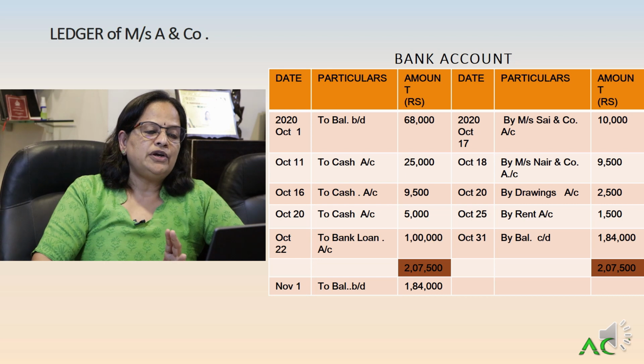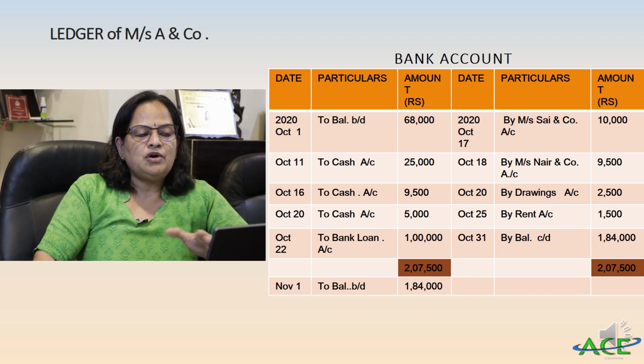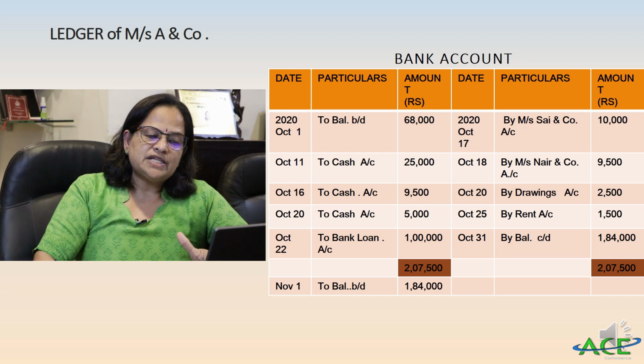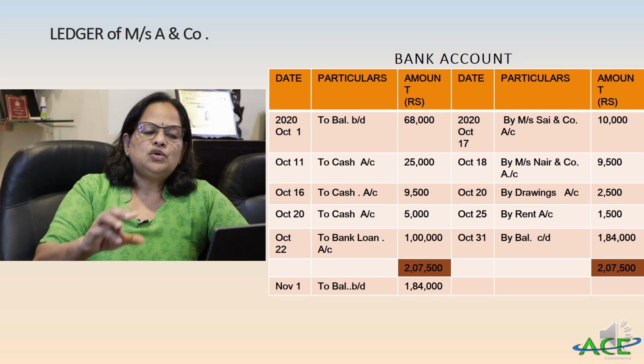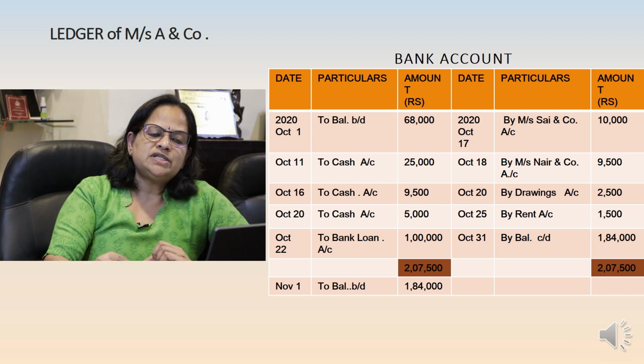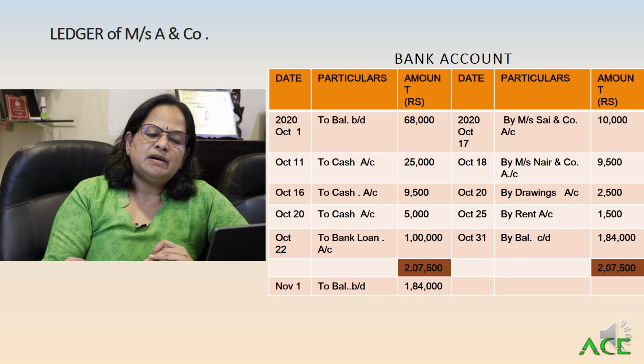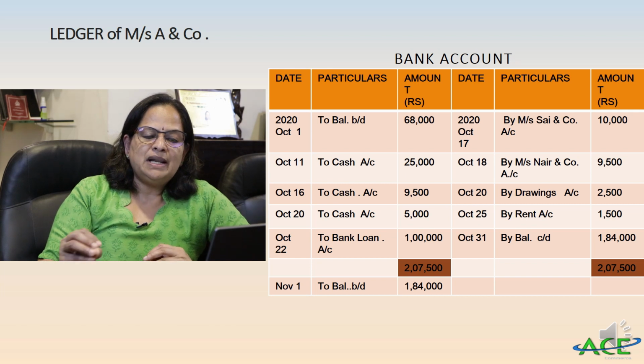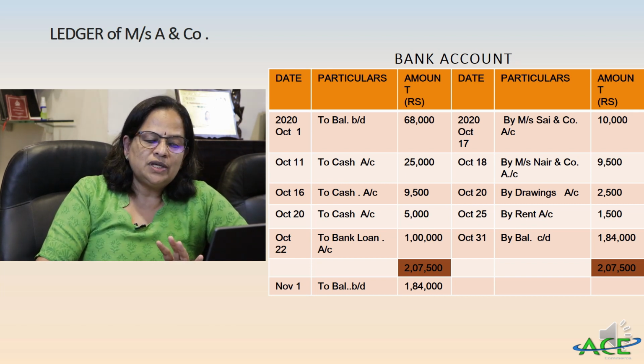Now bank account you have to remember. Balance brought down 68,000, cash account 25,000, again cash account 9,500, now cash account again 5,000, bank loan account 1 lakh. So Messrs. Sai and Company 10,000, by Messrs. Nair and Company 9,500, by drawings 2,500, by rent 1,500, by balance carried down 1,84,000. So this will go to the credit side of the trial balance.